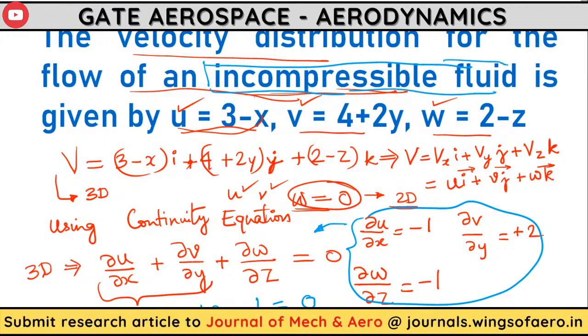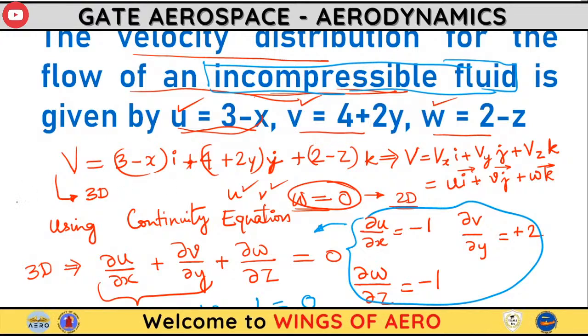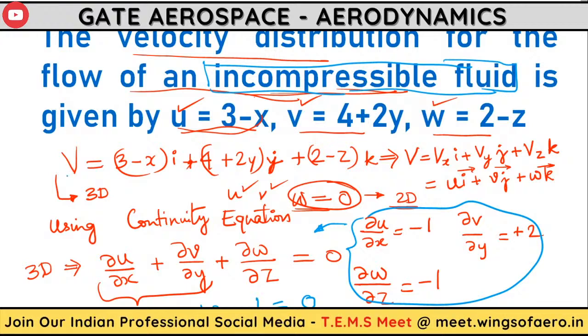The question comes in such a way also. They will give you the equation and they will ask you to find whether the flow is, like I have asked you in the exam, whether the flow is 2D, 3D, incompressible or compressible. Clear? Can we switch to the next problem?